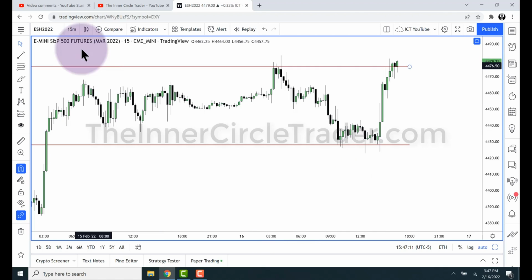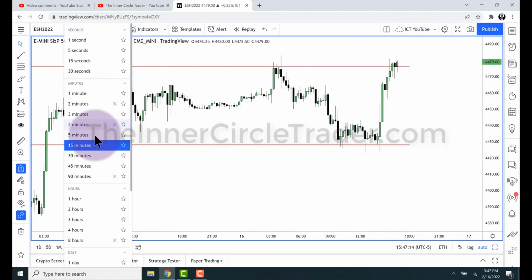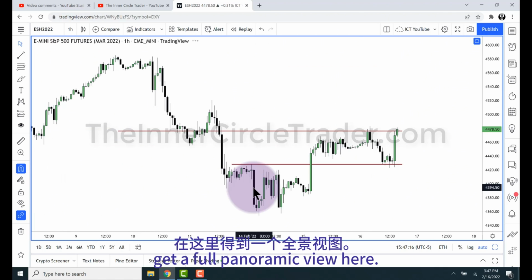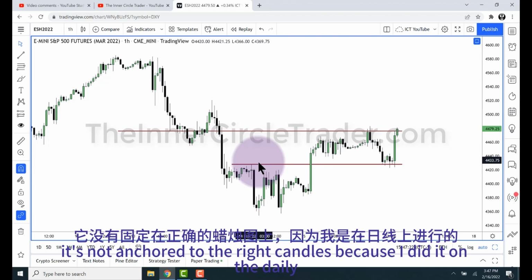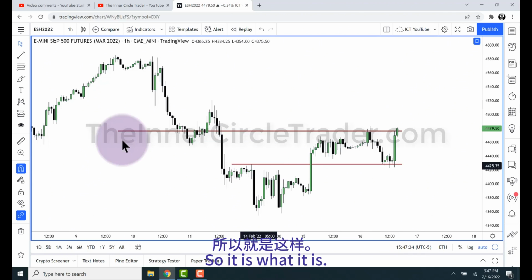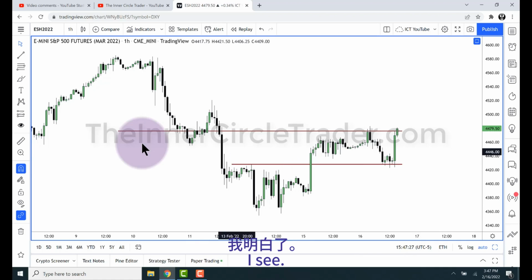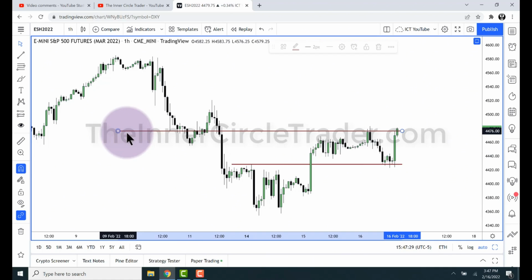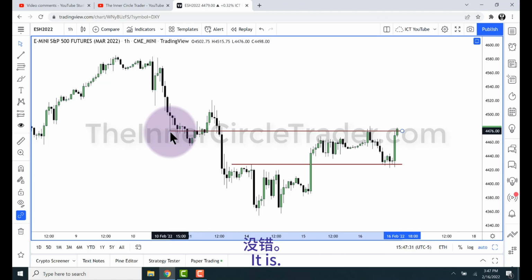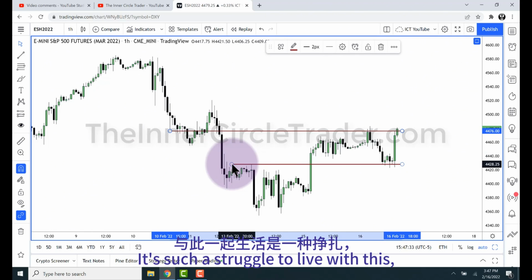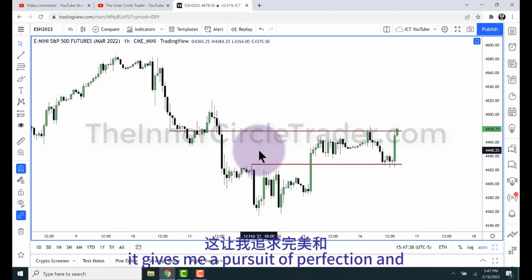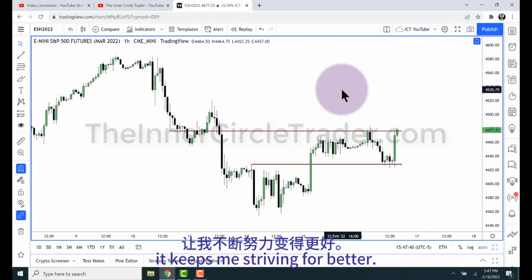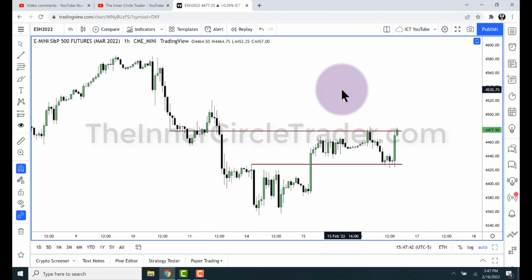All right, so with that, let's go up to our hourly. Just get a full panoramic view here. All right, so you can see it's not anchored to the right candles because I did it on the daily chart, so it is what it is. My obsessive compulsive, see, I can't even do it. I got to fix it. So it's a struggle, folks. It's such a struggle to live with this, but it gives me a pursuit of perfection, and it keeps me striving for better. So that's actually a good thing.